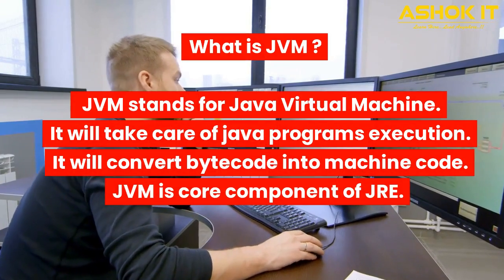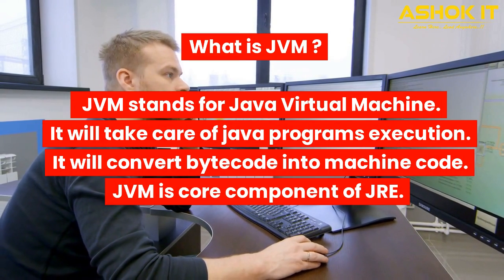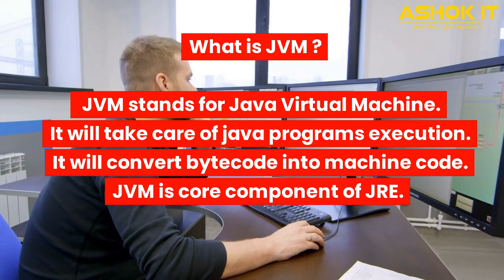What is JVM? JVM stands for Java Virtual Machine. It will take care of Java program execution. It will convert bytecode into machine code. JVM is the core component of JRE.